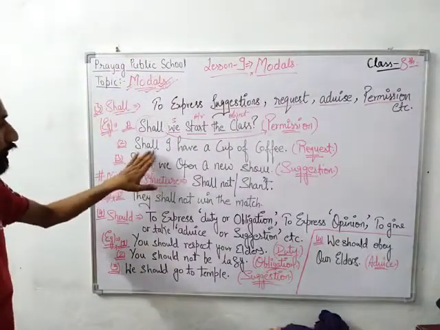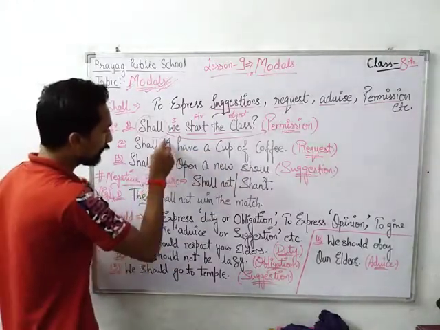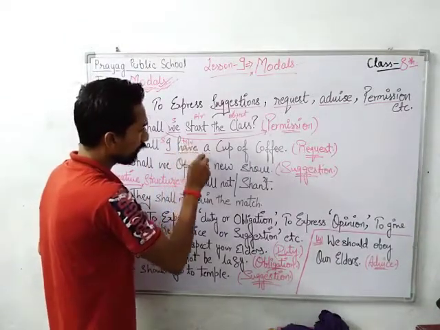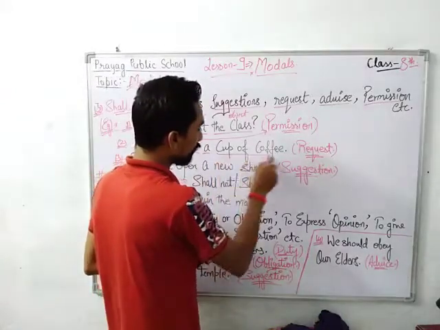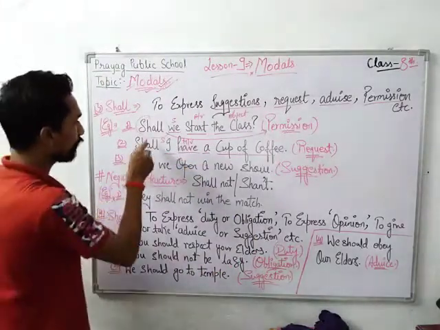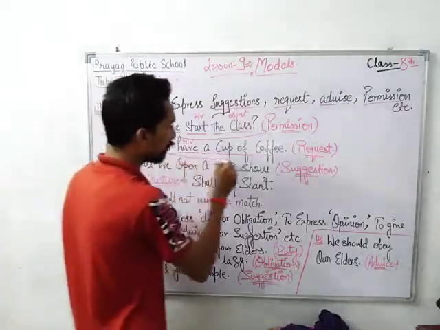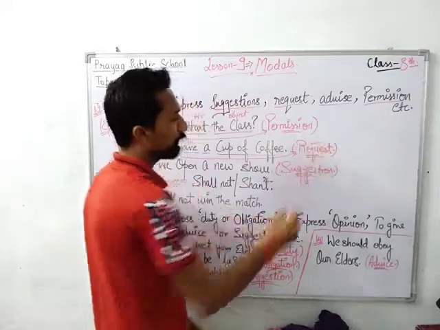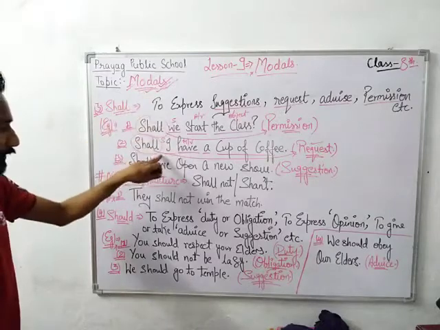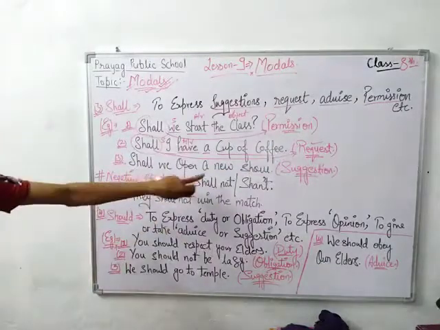Let's see the second one. Shall I have a cup of coffee? Again, I is the subject, have is the helping verb, a is the article, cup of coffee is the object. So shall I have a cup of coffee? Again this word shall is expressing the mood of the speaker, in the sense of request. And that is why shall is falling under the category of modal, because in this sentence it is expressing request, right?